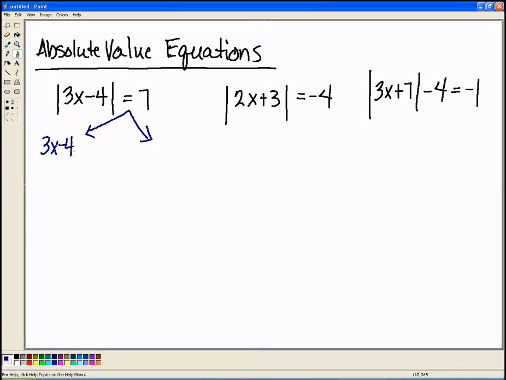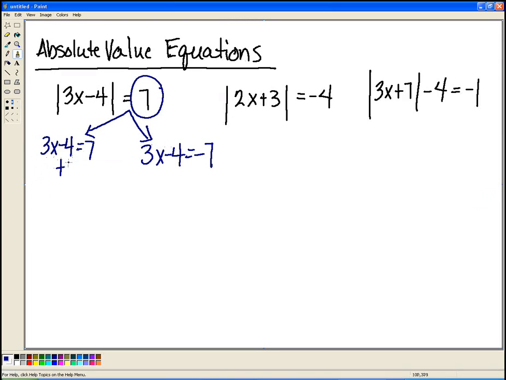3x minus 4 equals 7. And now the second one we're going to change the positive on the right-hand side to a negative. So the second equation is 3x minus 4 equals negative 7. And now once we get the 2 problems set up, we're going to just solve them. So we'll end up with 2 values actually.